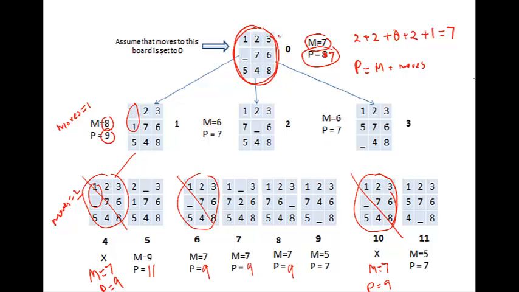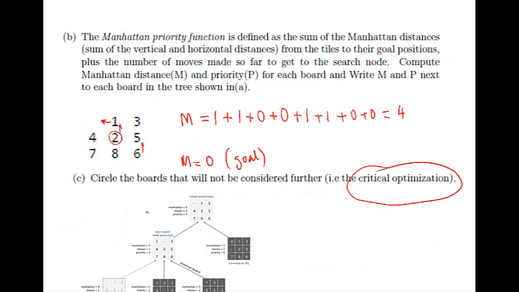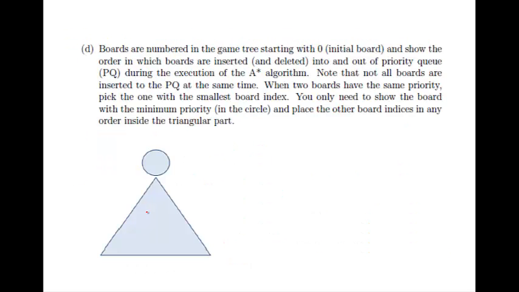So this means you need to know some kind of previous board. For example, when you come to this board, suppose this is the current board you're considering, you must know the previous one. So when you get the neighbors of the current board, you must not put the previous into the priority queue. If you read the assignment, you will realize that you need a priority queue to do this. Okay, so that is the critical optimization.